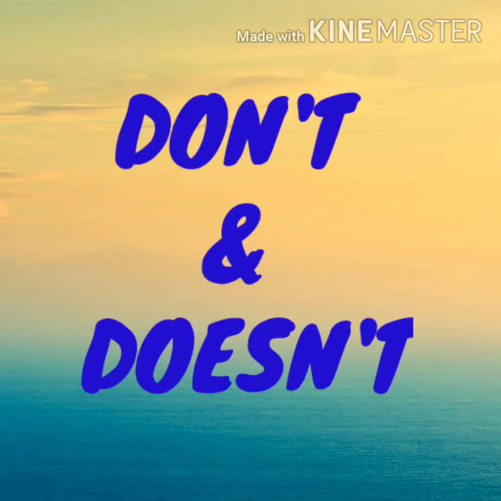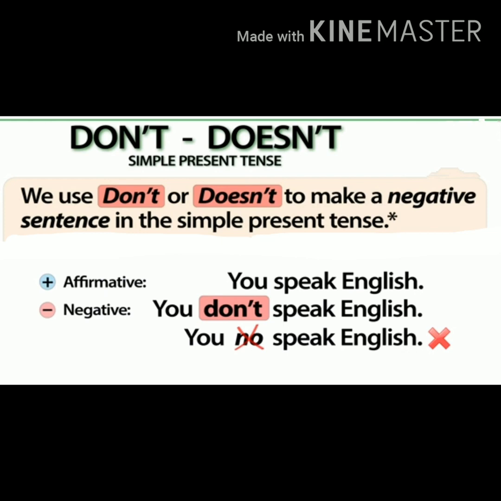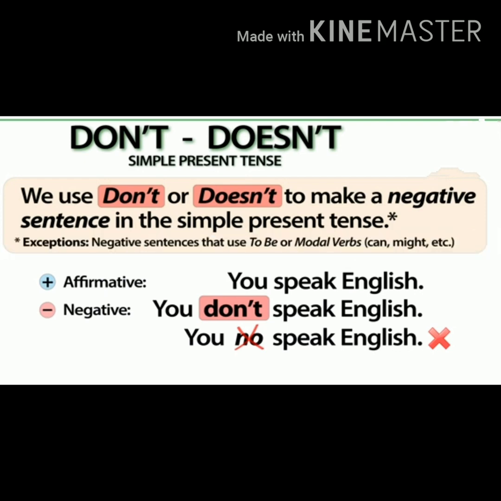Now let's do the next exercise, which is related to the use of don't and doesn't. Don't and doesn't we can use in simple present tense. We use don't or doesn't to make a negative sentence in the simple present tense. Like we have one affirmative sentence, you speak English. When we convert it into a negative sentence, you can say, you don't speak English. You cannot say you no speak English, okay? I think it is very clear.